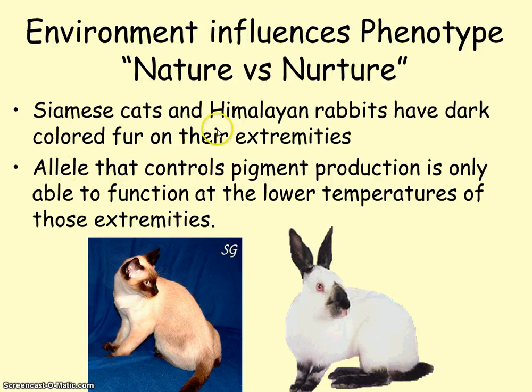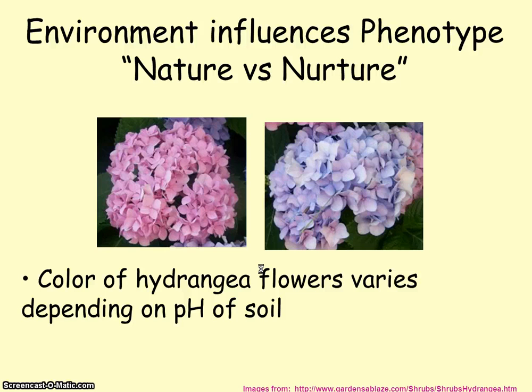We have found that the Siamese cats and Himalayan rabbits have dark colored fur based on the temperature. The alleles that control the pigment production are only able to function at the lower temperatures of the extremities. Crazy. So they have it all throughout, but since they don't have as much temperature in these parts, they have darker spots. Crazy. The hydrangeas, depending on the pH of the soil, will change their color.